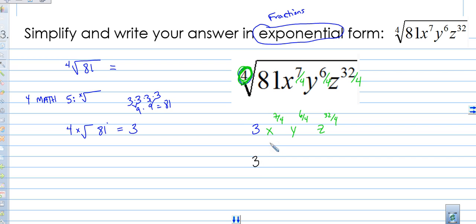3 won't simplify any further. 7 over 4 will not simplify any further. 6 over 4 actually can be divided by 2, or reduced by 2. And so you get y to the 3 over 2. And then you get z. 32 divided by 4 is 8. So that becomes our final answer.